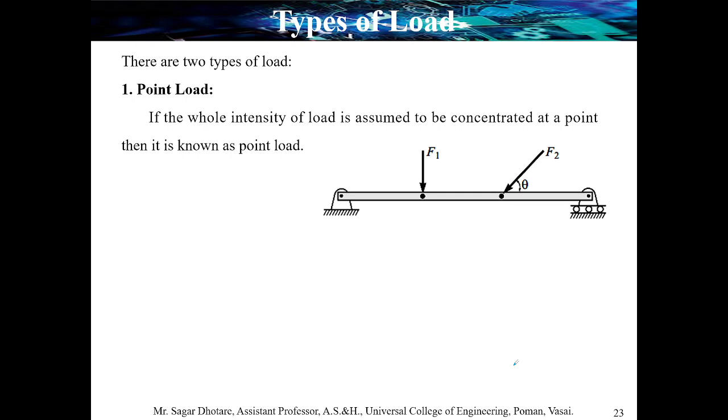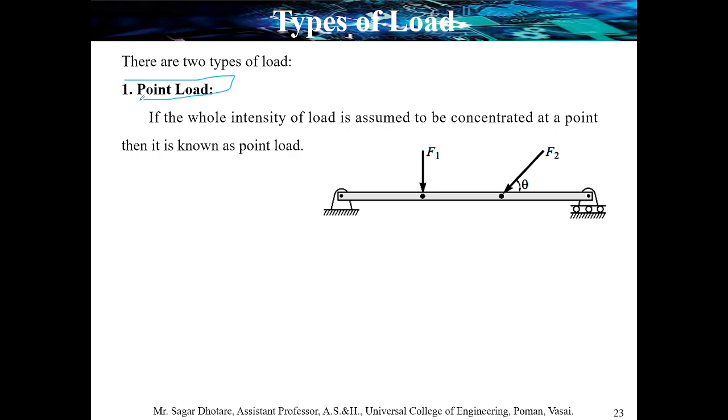Now we need to understand different types of loads, because various types of loads are available, and we need to convert multiple loads into a single load, which we can call a resultant. And if you have to convert a single load into multiple loads, we call those components. First of all, the first type of load is a point load.